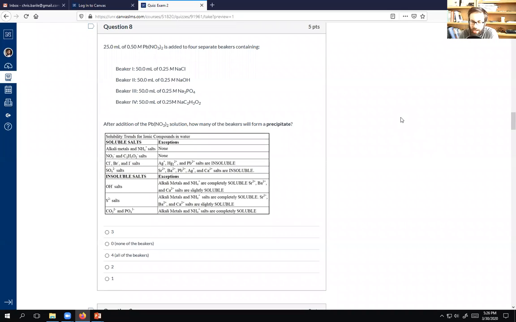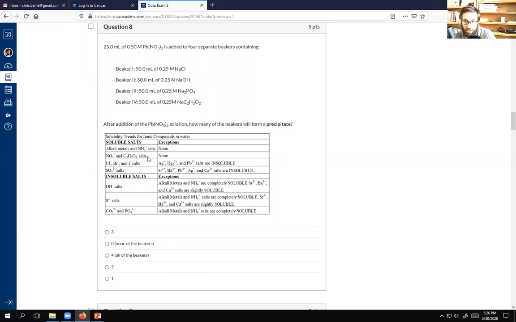All right, so this is the second part of going over the answers of exam number 2. We're starting with question 8 here. 25.0 milliliters of 0.50 molar lead nitrate is added to 4 separate beakers containing some sodium chloride, some sodium hydroxide, some sodium phosphate, and some sodium acetate. After addition of the sodium nitrate solution, how many of the beakers will form a precipitate? And we're given answers 0 through 4.